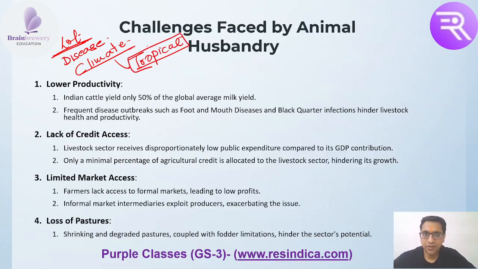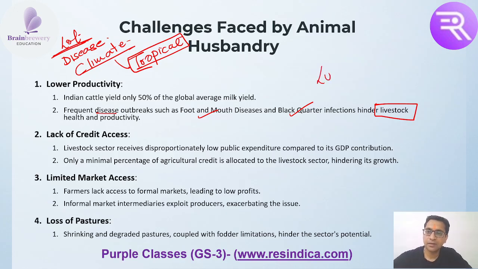So if we go by the quality of the milk, even the quality of milk is not of that proper standard as it is in the cold countries. If you go to Norway, Denmark, Sweden, all these places, there you get a good quality of milk because the weather system is very nice over there. Also, frequent diseases like foot and mouth disease and black quarter infection hinder the livestock health and productivity, right?